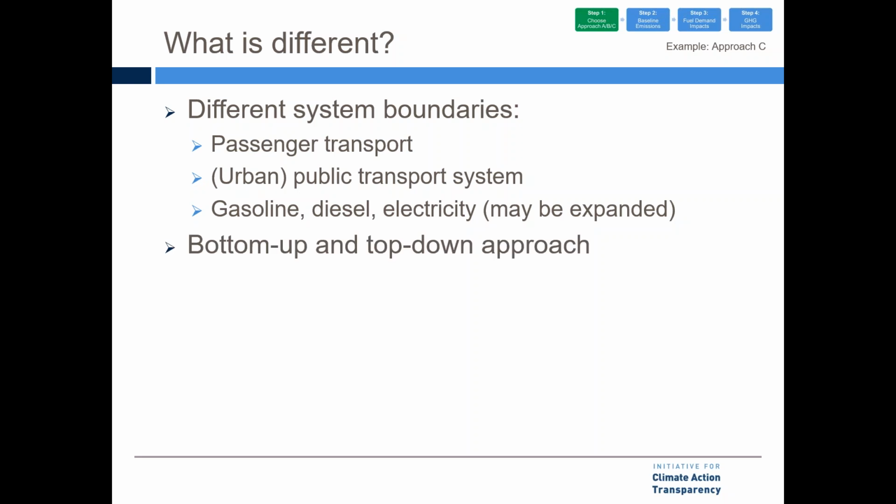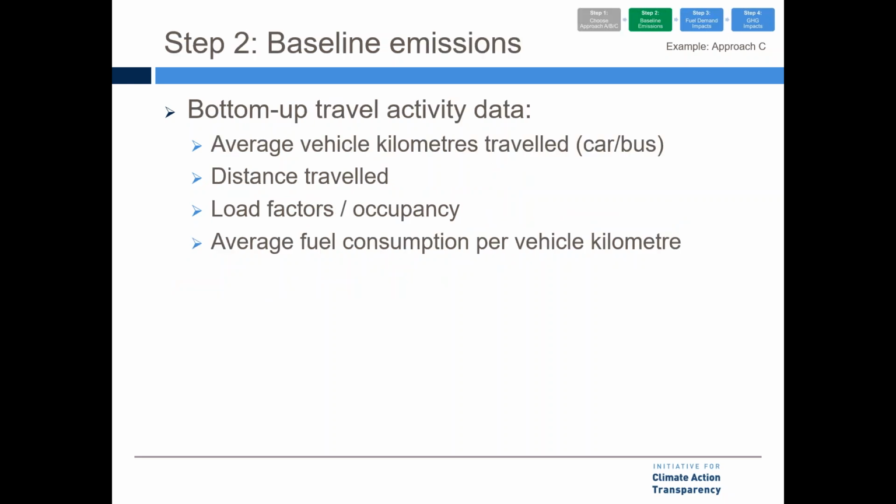The next thing, which I have already highlighted, is that approach C is not only a top-down approach. You also have bottom-up elements in the data that you need, which makes it more complex, and I will show you that in a moment. And finally, you do not only use own price elasticities, but also cross-price elasticities, which show you how the demand for a substitute good will change if you increase the price, for instance, of gasoline. I will also explain this in a moment.